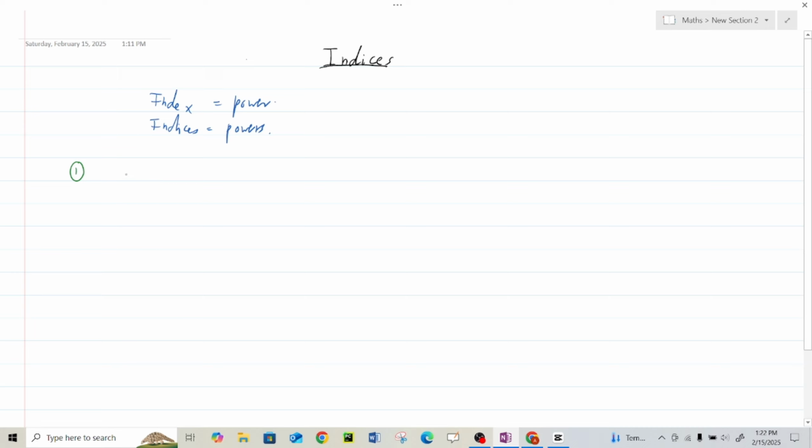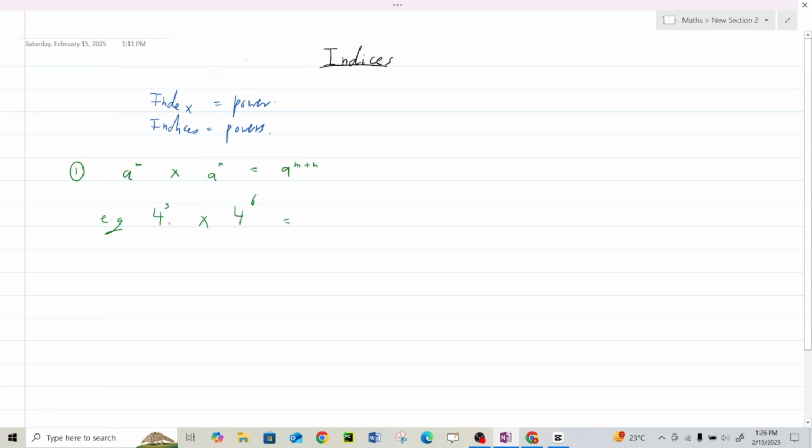First rule is, let's say a power m multiplied by a power n is equal to a power m plus n. Now you may ask, what's a, what's m, what's n? Don't worry. a is any number, okay? So for example, let's take an example here. For example, I have, let's say, 4 power 3 multiplied by 4 power 6.